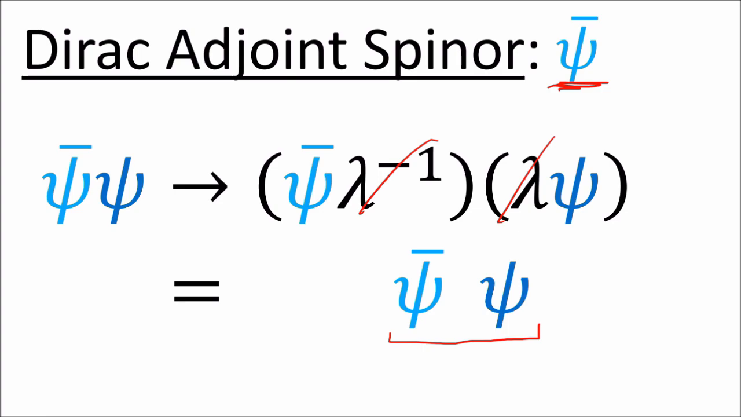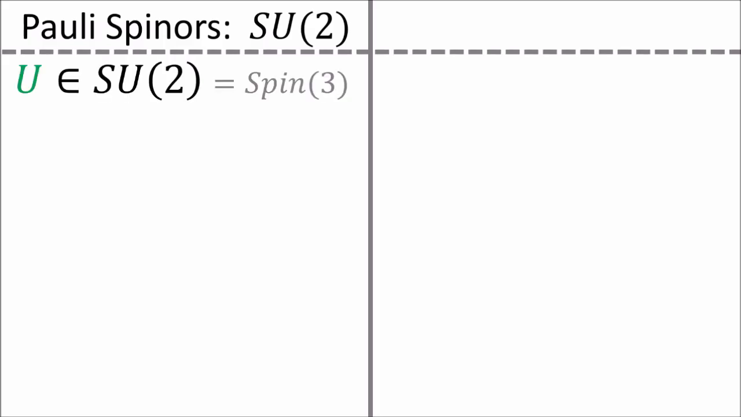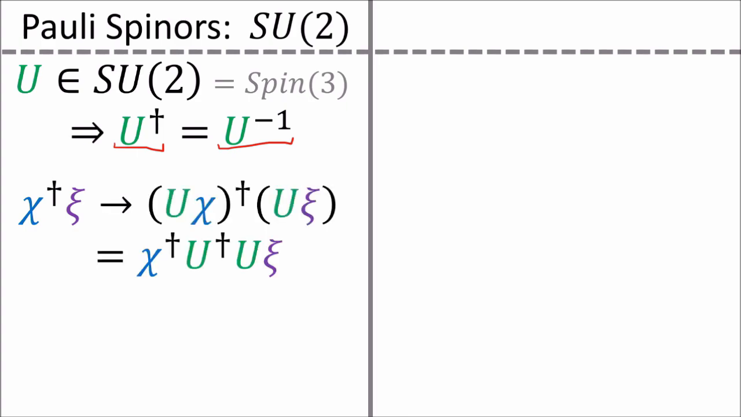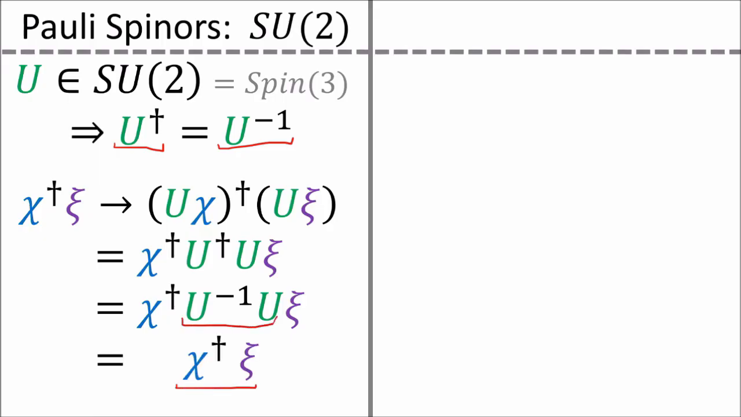Before we define what this adjoint spinor is, let's review the scalar products for Pauli spinors and Weyl spinors that we covered in video 9. We know Pauli spinors in 3D space are rotated with SU2 matrices, which are matrices whose Hermitian conjugate, denoted with a dagger, equals their inverse. If we have Pauli spinors psi and chi that transform with an SU2 matrix U, then their product chi dagger psi is unchanged by this transformation, because the U dagger U term in the middle cancels to the identity.